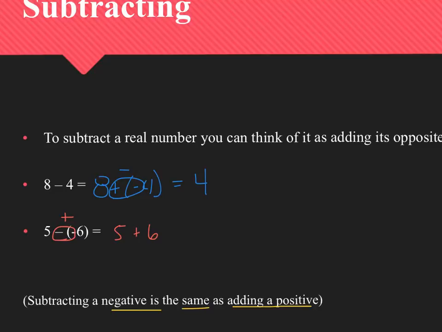Two positives there would stay a positive. So if in this little circle I've made, if the signs are different, it'll become negative. If the signs are the same, it'll become positive. In the second example, 5 minus a negative 6 becomes 5 plus 6, which becomes 11.